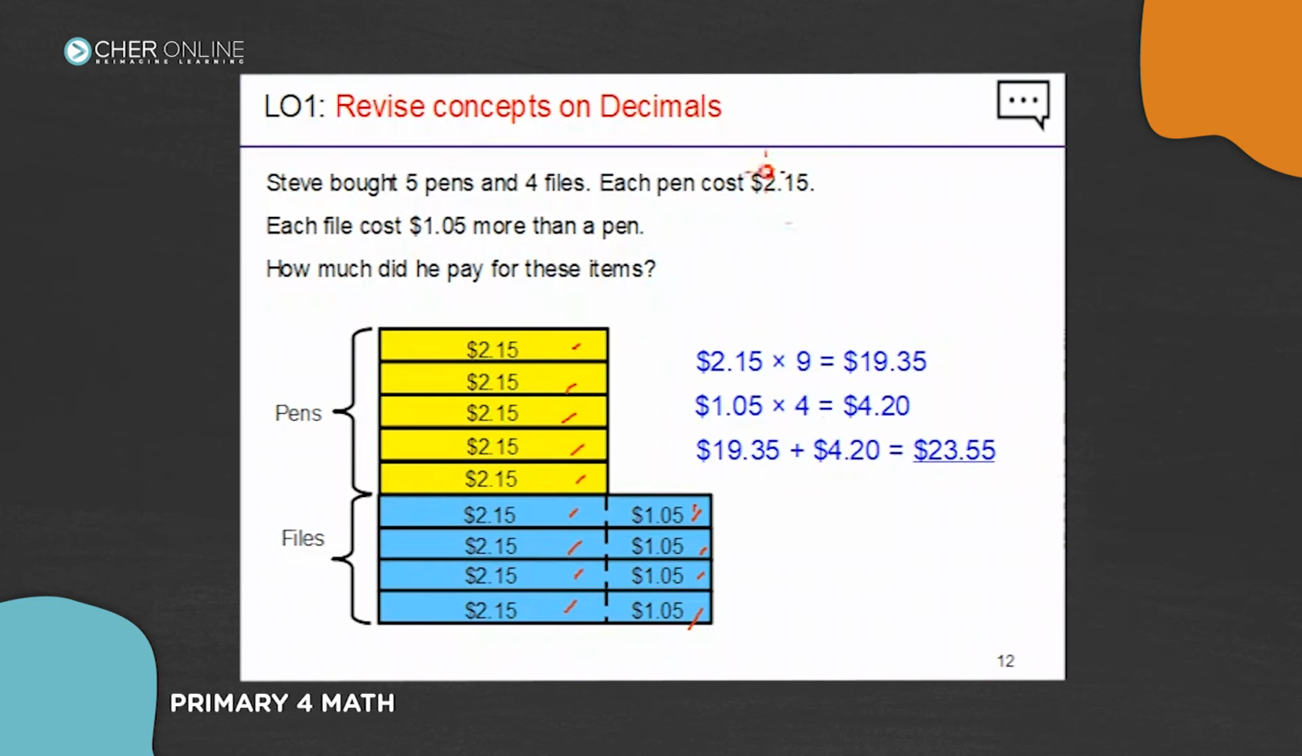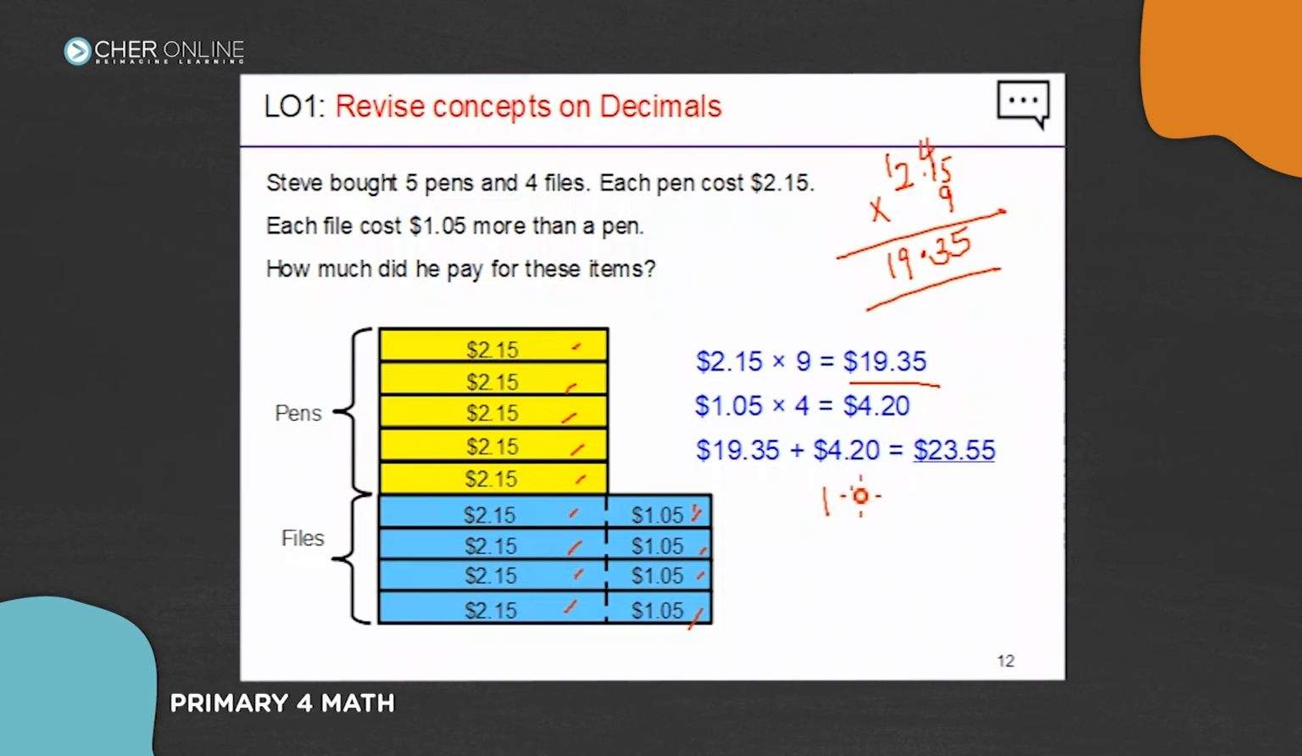Remember, addition, subtraction, the decimal point must always be on a straight line. So 2.15 times 9: 5 times 9 is 45, 1 times 9, 9, 10, 13. Decimal place is here. 2 times 9, 18 plus 1, 19. That's how we got $19.35.